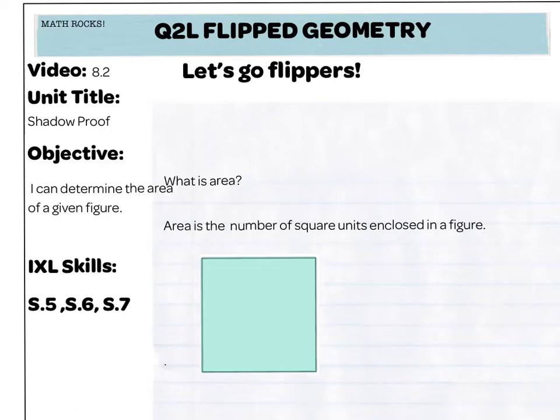All right, this is video 8.2. The unit title is Shadow Proofs. The objective is I can determine the area of a given figure.